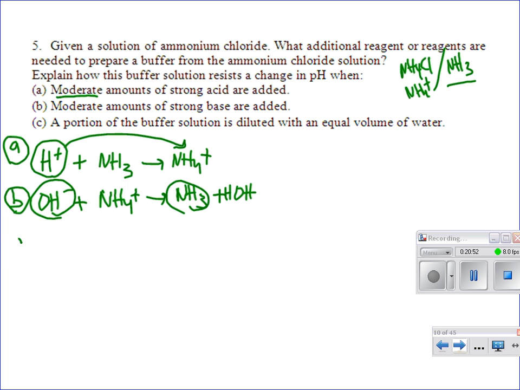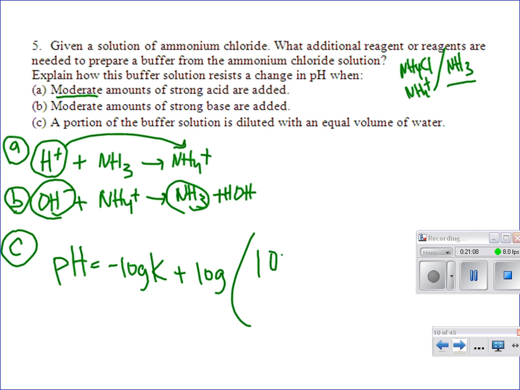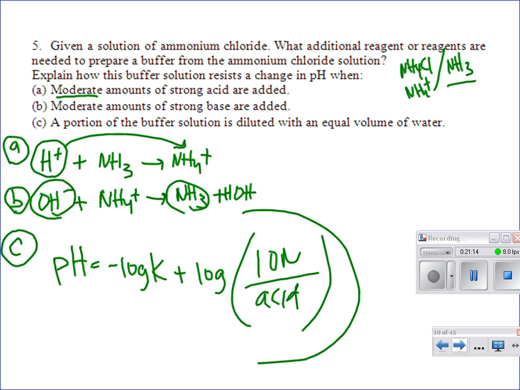Now let me ask you this. How is the pH going to be affected if we take the buffer and we dilute it? We just pour a gallon of water in the buffer. Is the pH going to change? How is it going to be affected? pH is equal to the negative log of the K. I want you to focus on this part. Focus on that.